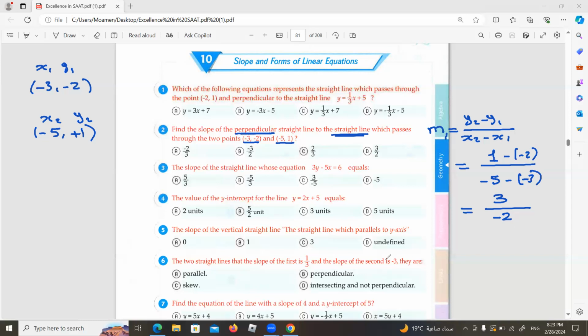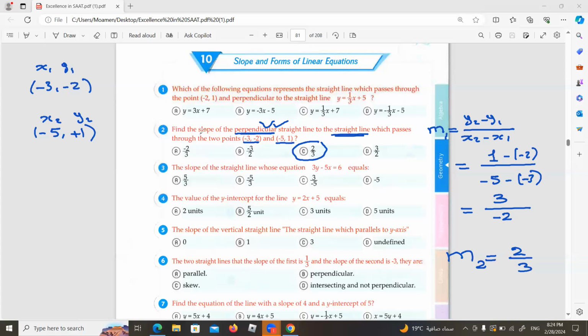So the slope of the given line, or I can name it m1, is -3/2. You need the slope of the perpendicular line, so you must flip and change the sign. So m2 will be equal to negative, change it into positive, and flip, it means 2/3. So the answer will be 2/3, which is letter C.